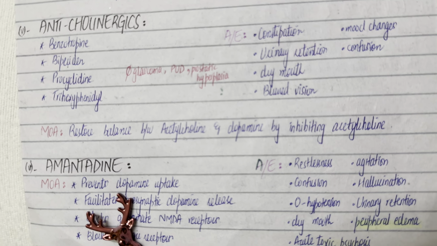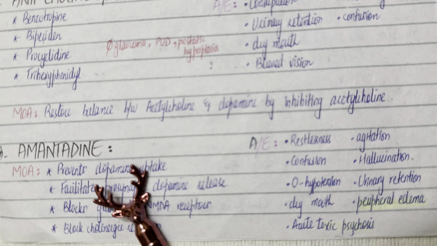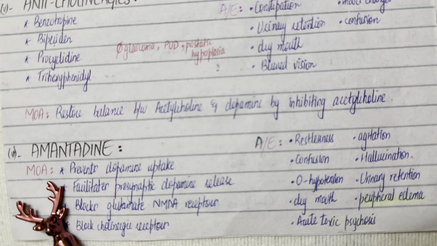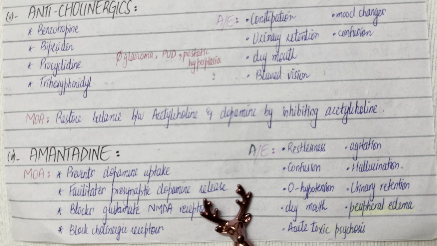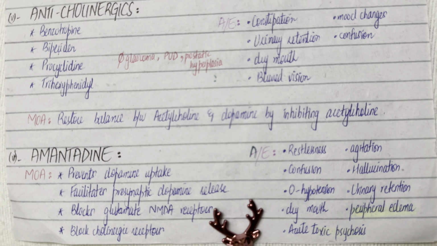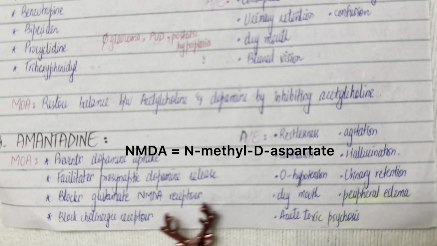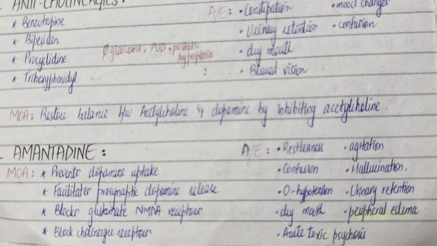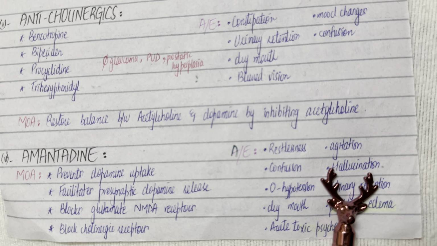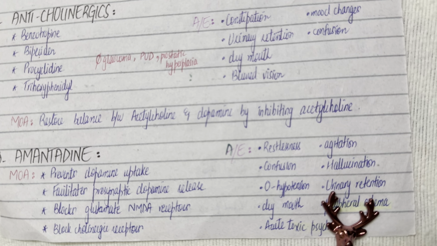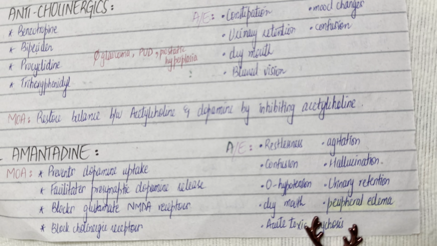The last drug is amantadine. Amantadine is an antiviral drug that was accidentally discovered to treat Parkinson's disease. The mechanism of action includes that it prevents dopamine uptake, thus increasing the dopamine availability, facilitates presynaptic dopamine release, hence more dopamine is released, blocks glutamate and NMDA receptors, and blocks cholinergic receptors. Adverse effects are restlessness, agitation, confusion, hallucinations, orthostatic hypotension, urinary retention, dry mouth, peripheral edema, and acute toxic psychosis.